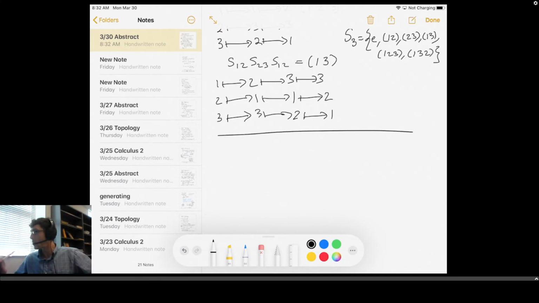Is there a quicker way to produce these compositions? What do you mean by that exactly? Like to figure out what goes to what?